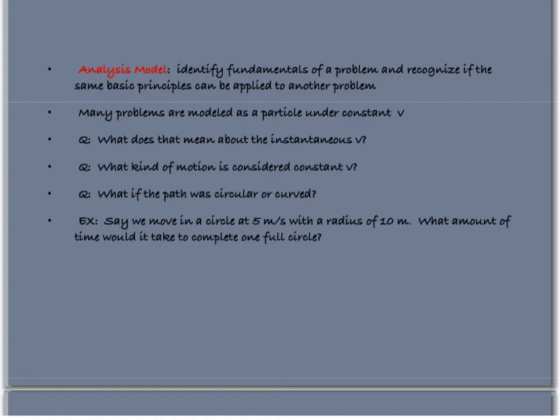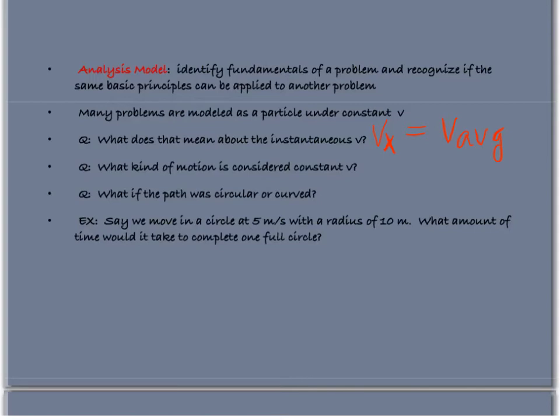So if you're looking at a problem that had a constant velocity, what would that then indicate or mean about your instantaneous velocity as opposed to your average velocity? If you think back, you would remember that in the case of a constant velocity, your instantaneous velocity is equal to your average velocity at all times because the velocity is constant. It's never changing.